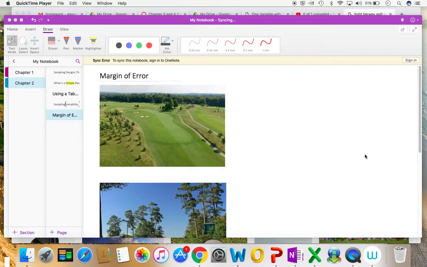In this video, we're going to discuss margin of error. Margin of error is a way for us to use sample data to represent a population without shooting ourselves in the foot.